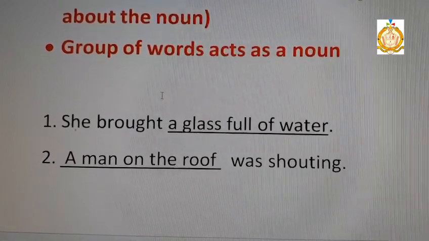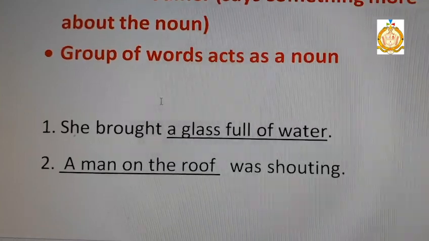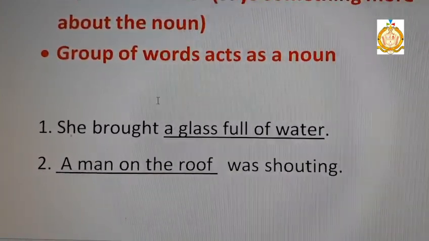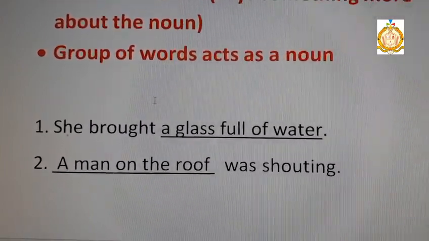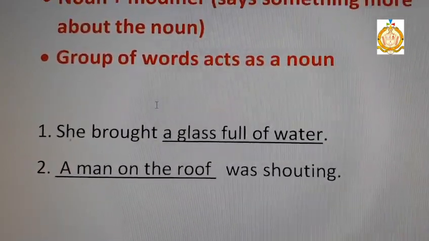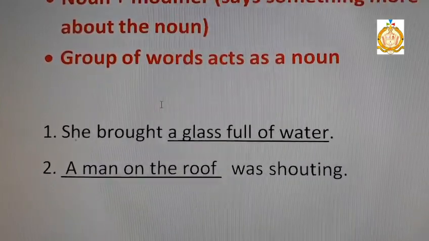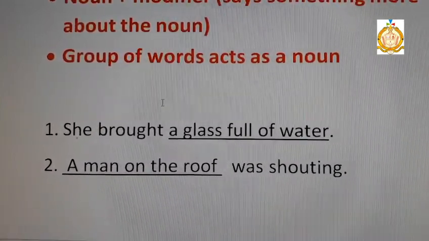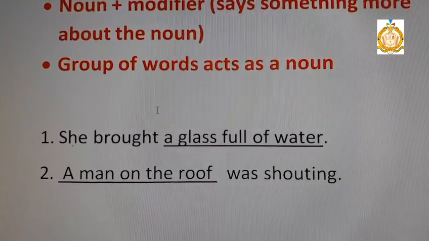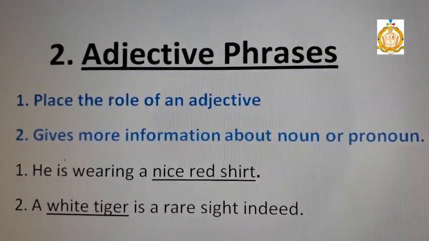Now we go with the next example. A man on the roof was shouting. Now, what is our noun here? Our noun is a man. And what is the modifier along with this noun? On the roof. So we speak more about this noun, that is, a man on the roof. Okay? And it is a group of words.